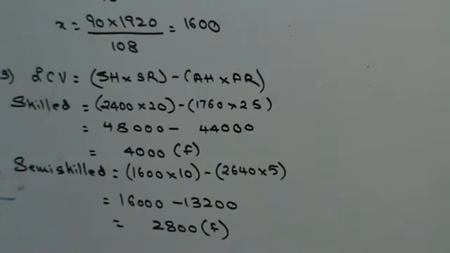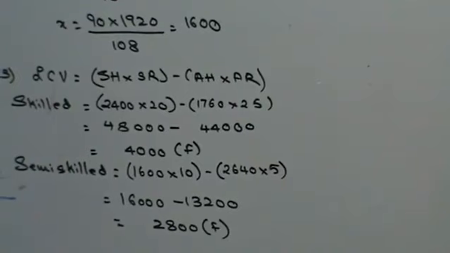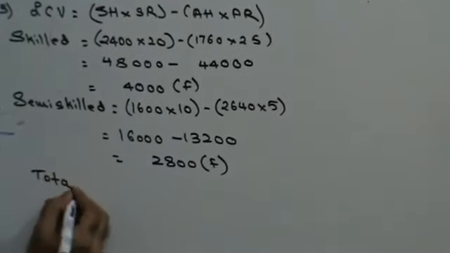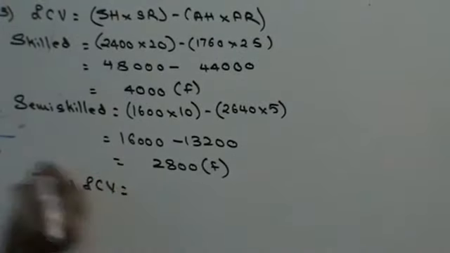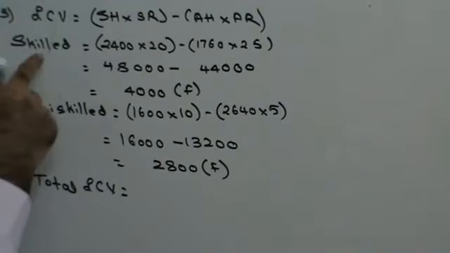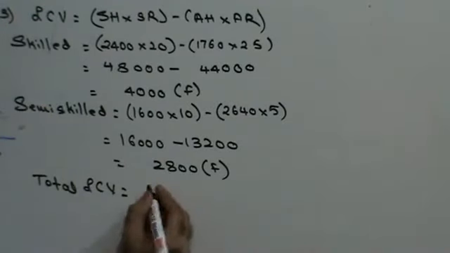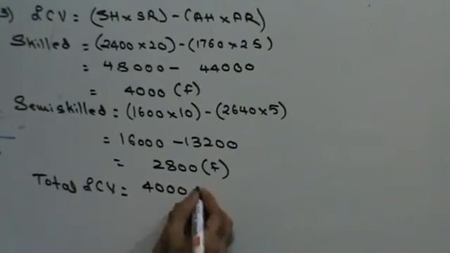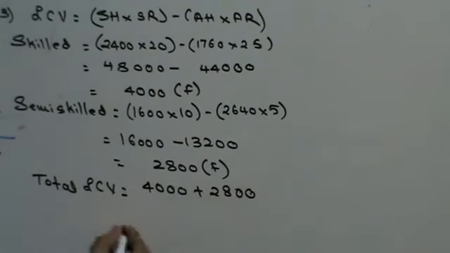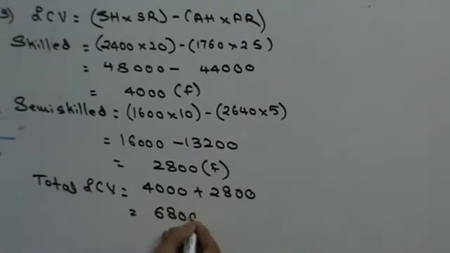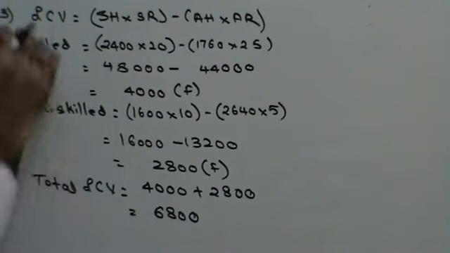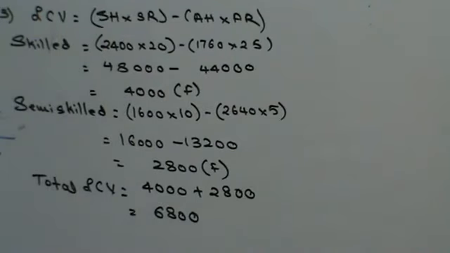Now when multiple labors are given to you, you have to also find out the total labor cost variance. How will I find out the total labor cost variance? Just add the two. So that will be 4,000 plus 2,800. That is 6,800. So my total labor cost variance is going to be 6,800 rupees. I've shown you how to do LCV. You can do the same way for LEV and LRV.